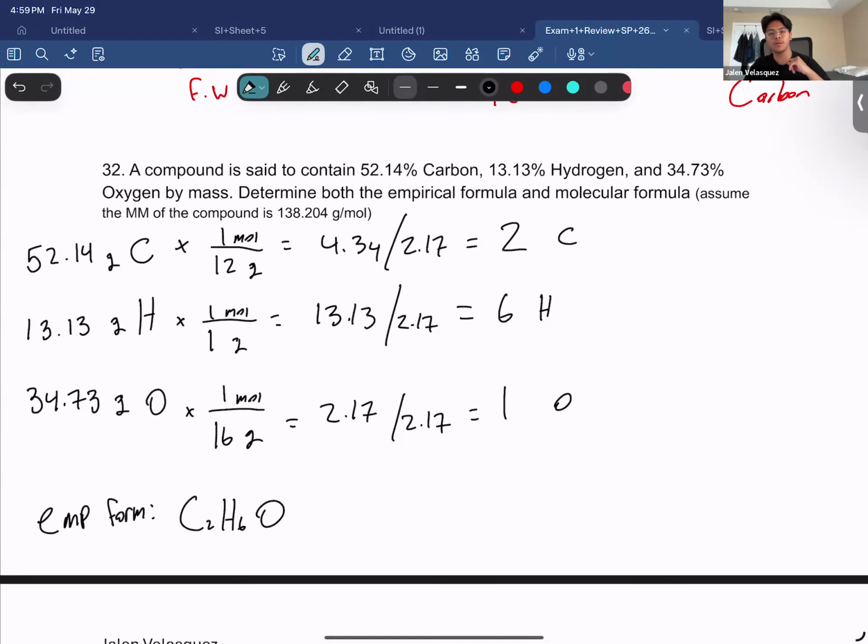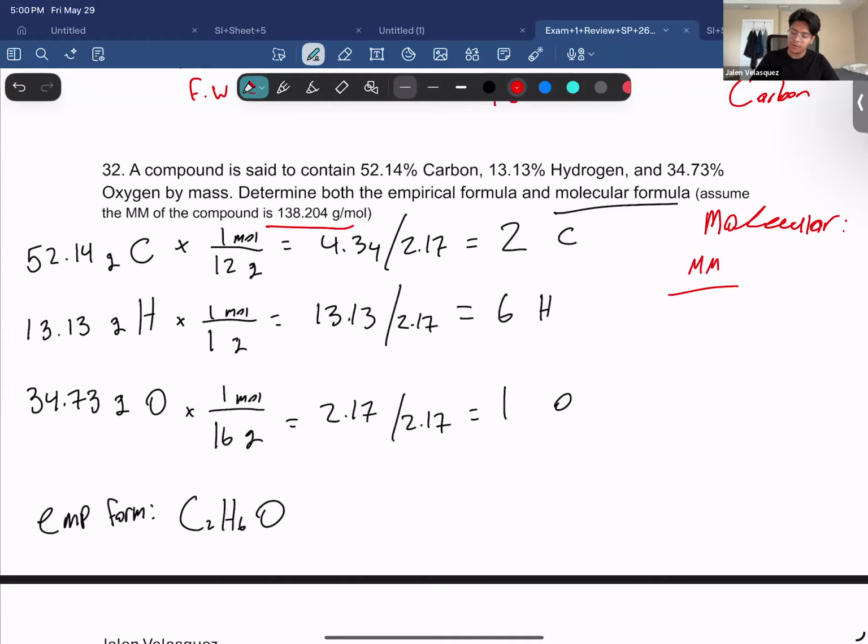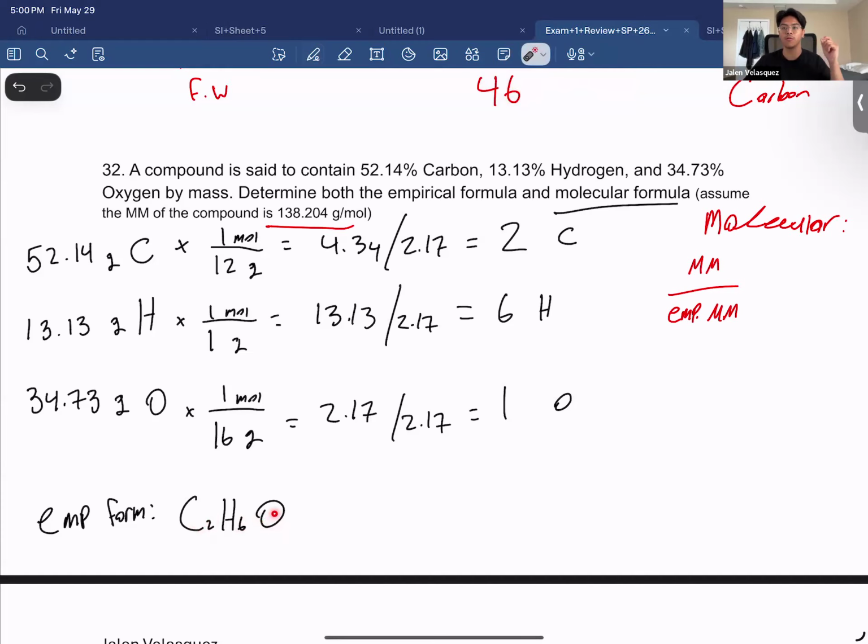Okay, so that's just the first part of the problem. Now we have to figure out the molecular formula. To get the molecular formula, what you're going to do, and I'll write that off to the side here, you're going to take the molar mass, which is given, divide it by the empirical formula molar mass, and whatever number you get from that, you're going to just multiply to all the terms of your empirical formula.